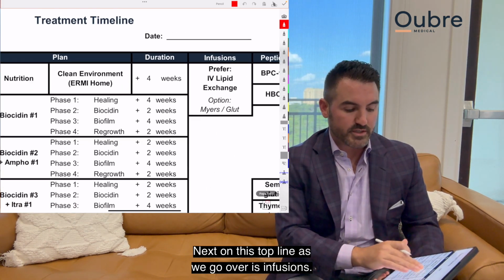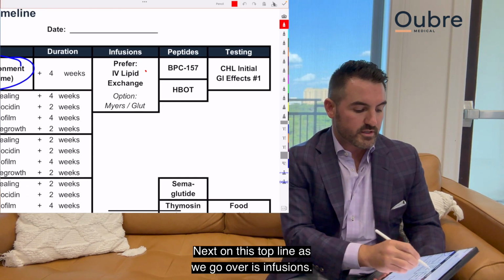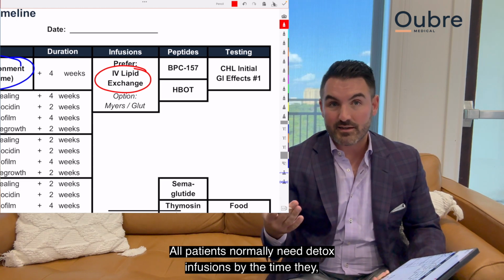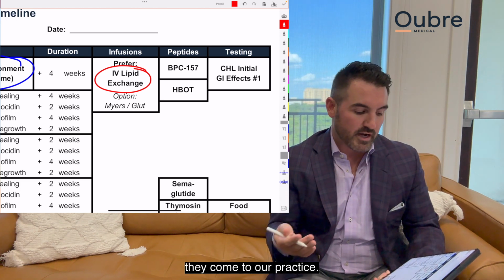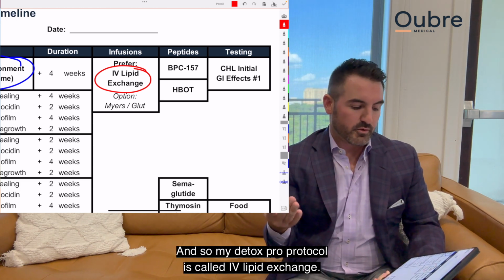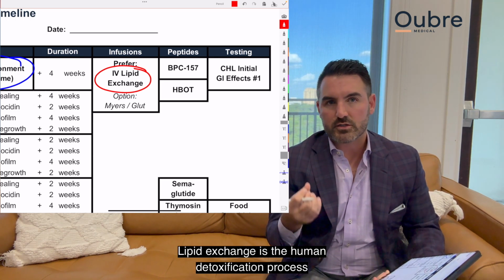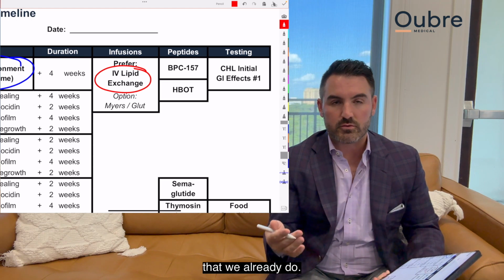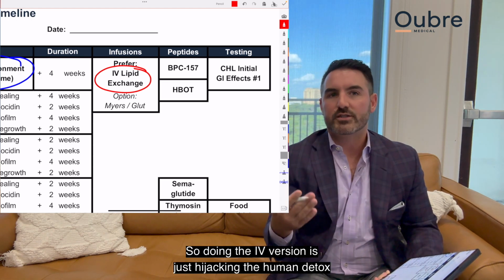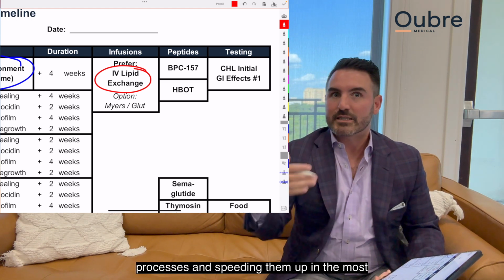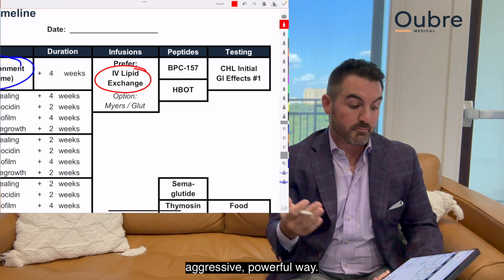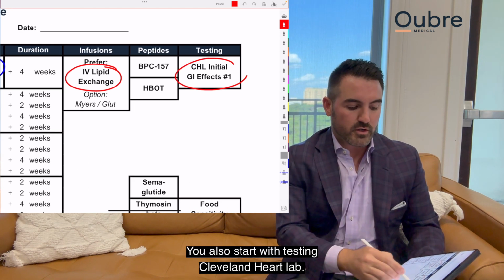Next on this top line as we go over is infusions. All patients normally need detox infusions by the time they come to our practice. My detox protocol is called IV lipid exchange. Lipid exchange is the human detoxification process that we already do. So doing the IV version is just hijacking the human detox processes and speeding them up in the most aggressive, powerful way.